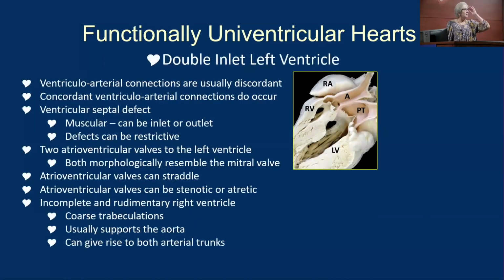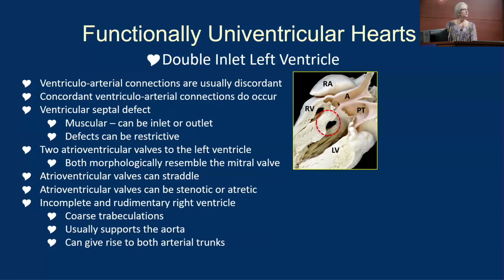So if we look at those hearts that have a double inlet left ventricle, they typically have ventricular arterial connections that are discordant or with transposition. But as we saw, you can have the Holmes heart with concordant ventricular arterial connections. These hearts have a ventricular septal defect that's muscular and typically within the outlet component of the ventricles, and they can be restrictive. And in this specimen that I have here, it was a very restrictive defect, and this case did have an interrupted aortic arch as well.